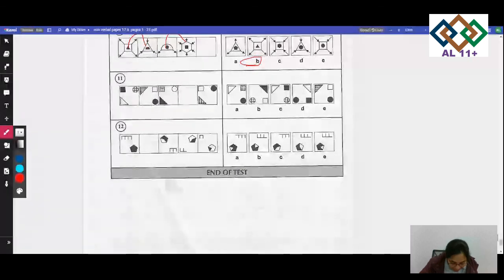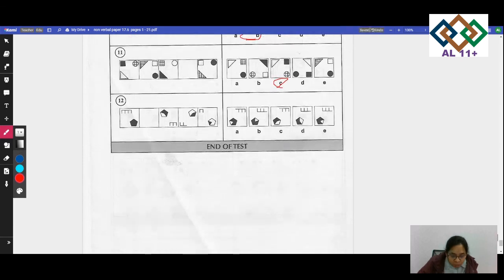11 and 12. In 11, the shapes alternate between moving 90 degrees clockwise and 90 degrees anti-clockwise around the corners of the series of squares. So they are moving clockwise and anti-clockwise again. So that's why the answer for this one is C.